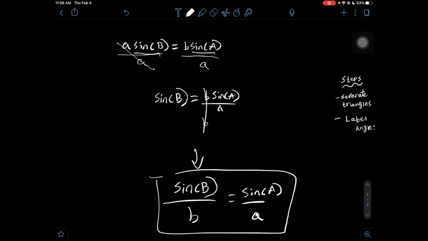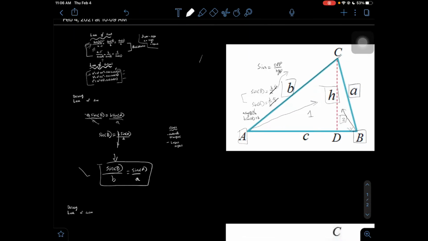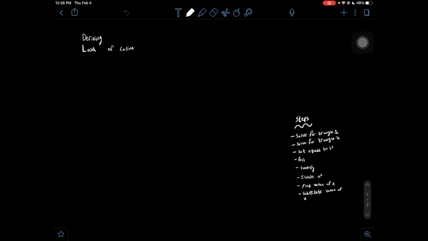And guess what? That is the first part of the first law of sine, where we have sine of a over a equals sine of b over b, and we have just derived the law of sine. Now let's go ahead and do cosine. Now we're going to derive the law of cosine.